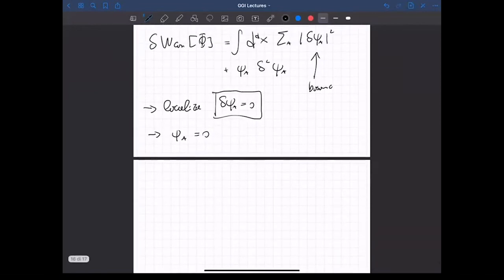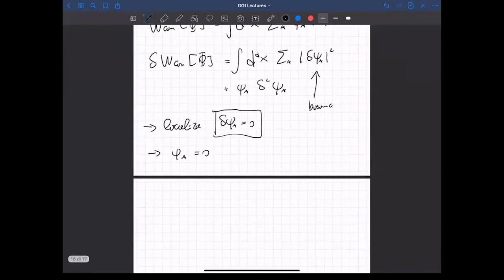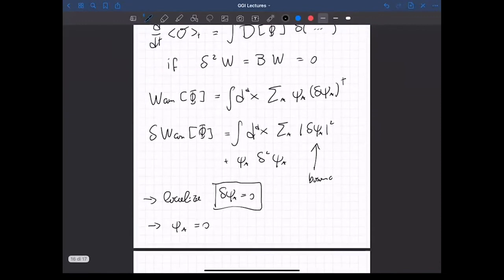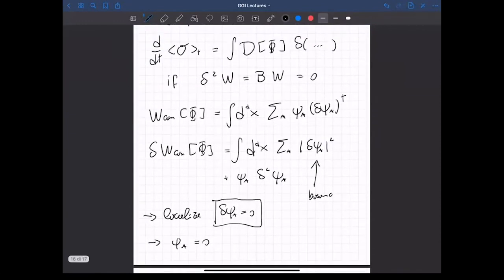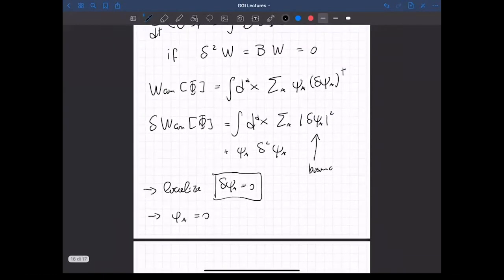Now, let me just make some remarks on what I've said. As I said, this is the canonical choice. It gives you good localizing terms. The condition that delta squared of W is equal to zero is satisfied because all the indices are contracted, so this term will have opposite charges. This is not really a problem.